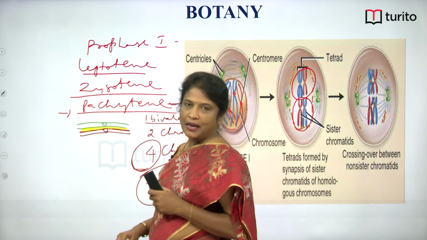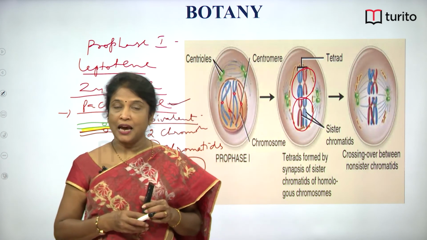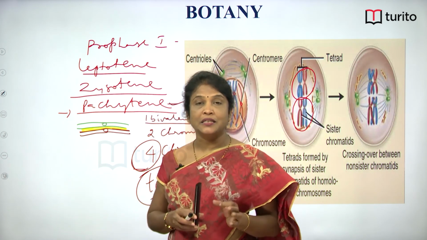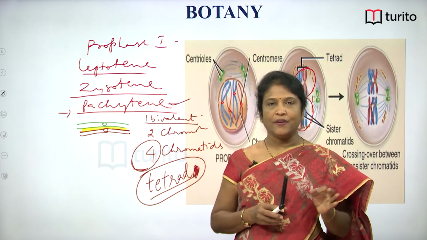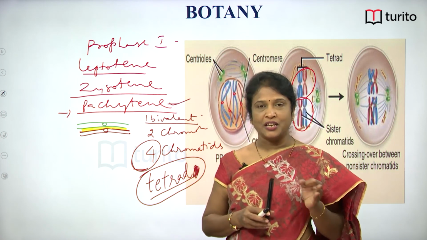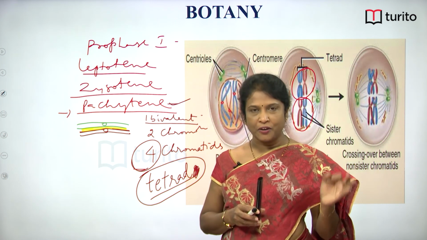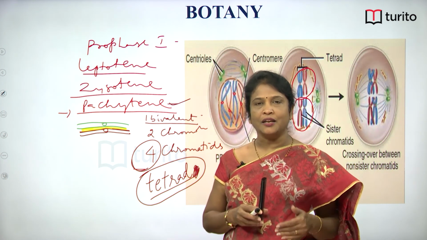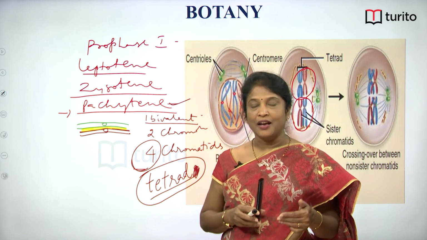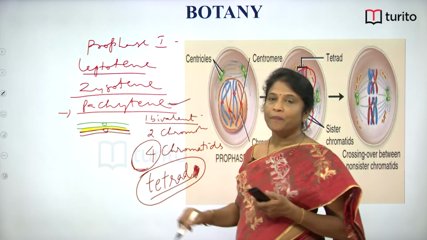Now, an important event, and I can say that pachytene is a very important event, and it shows evolutionary significance. The main essence of prophase 1 of meiosis 1, that is genetic recombination, and that event occurs during pachytene only.